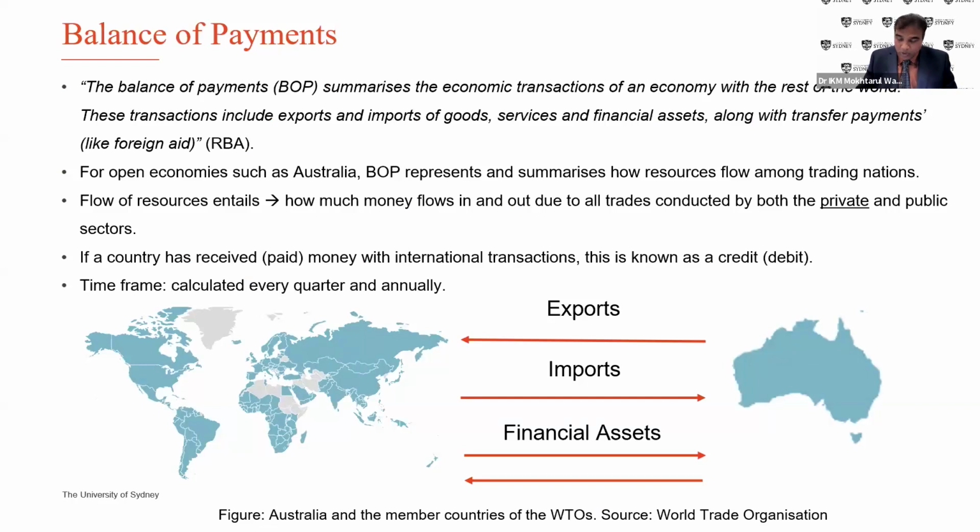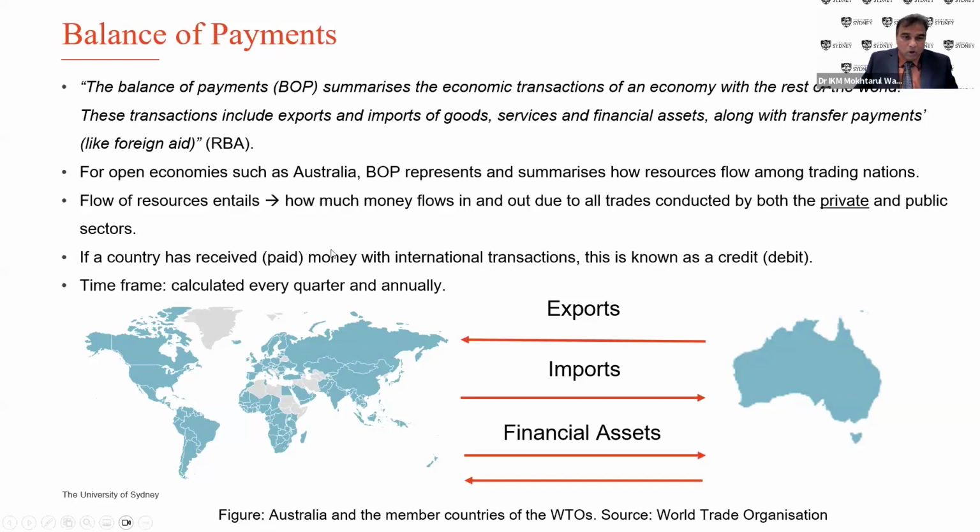Now we talk about balance of payments. Once we have this export and import trade, we have other transactions taking place. In this particular slide, we have the world on the left-hand side, and the shaded areas are the member countries of the WTO. On the right-hand side, we have taken out Australia's map to show how Australia is exporting its goods and services and importing goods and services. And of course, this export and import is also inducing other transactions of financial assets.